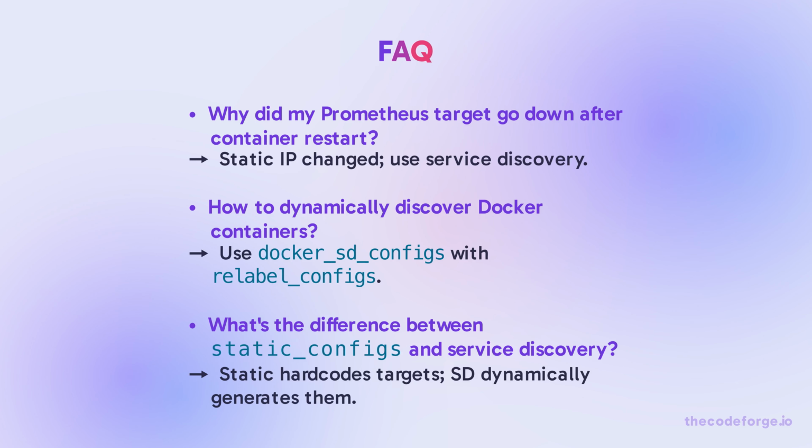And a few frequently asked questions. Why did my Prometheus target go down after container restart? Static IP changed. Use service discovery. How to dynamically discover Docker containers? Use Docker SD configs with relabel configs. What's the difference between static configs and service discovery? Static hardcodes targets, SD dynamically generates them.